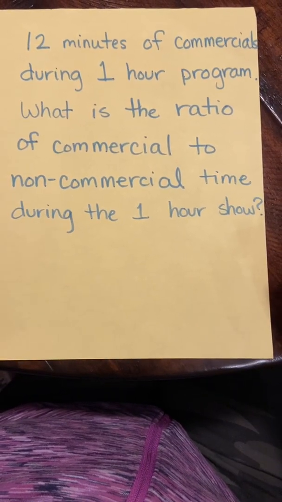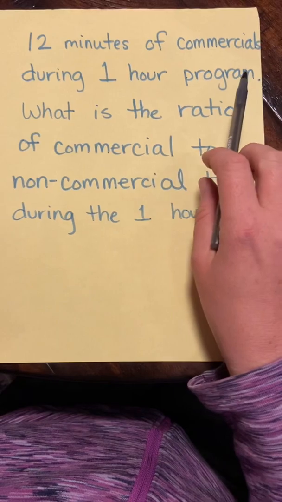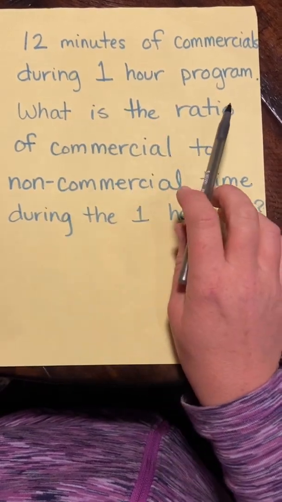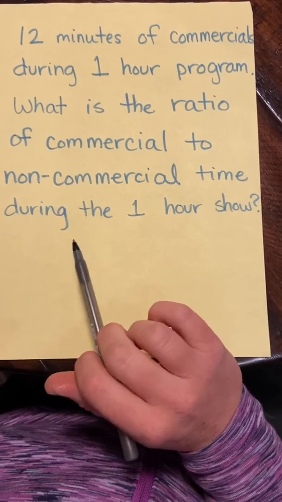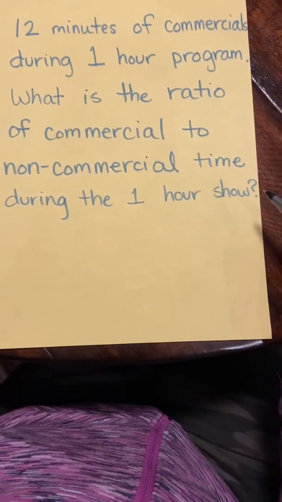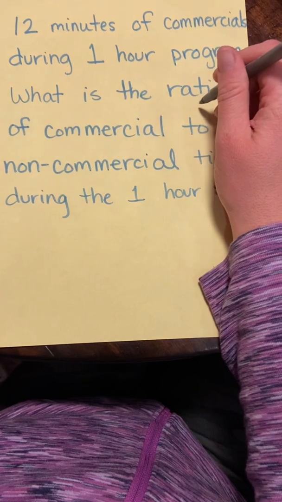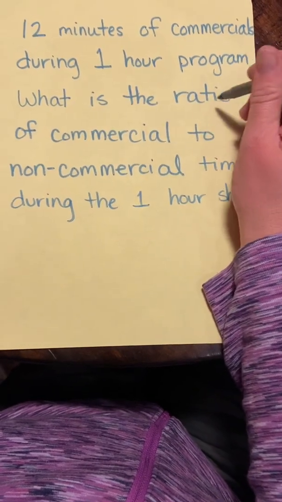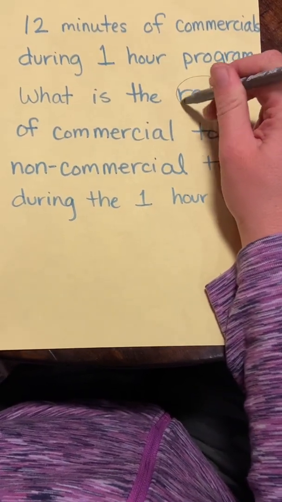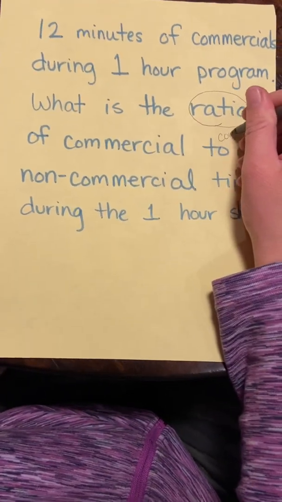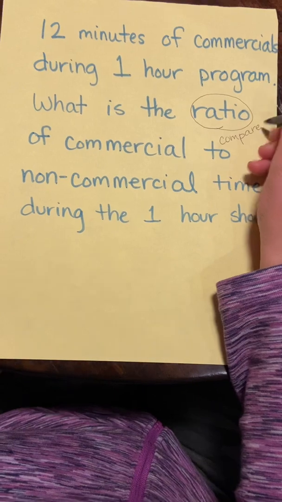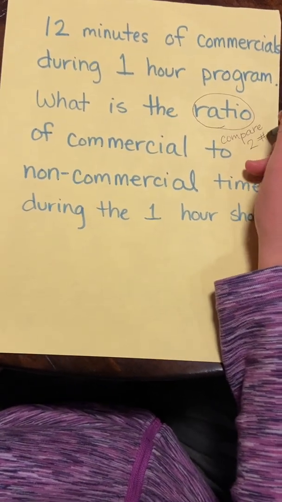The next problem is there were 12 minutes of commercials during 1 hour program. What is the ratio of commercial to non-commercial time during the 1 hour show? So this is a word problem, and we're going to look at this vocabulary word. A ratio is when you compare two numbers.